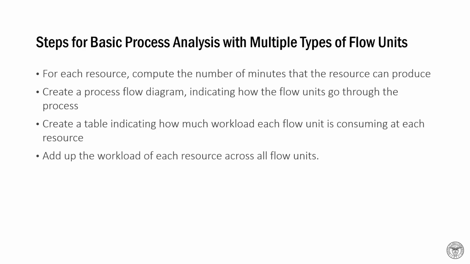To determine the implied utilization of each resource, divide the workload from step 3 by the production capacity from step 1. Finally, identify the resource with the highest implied utilization, as it represents the bottleneck in the process.